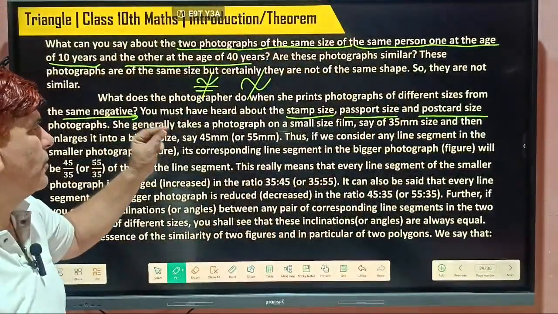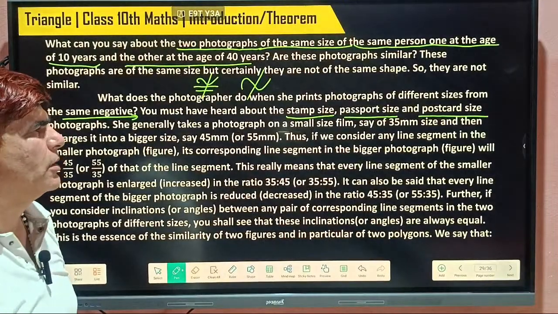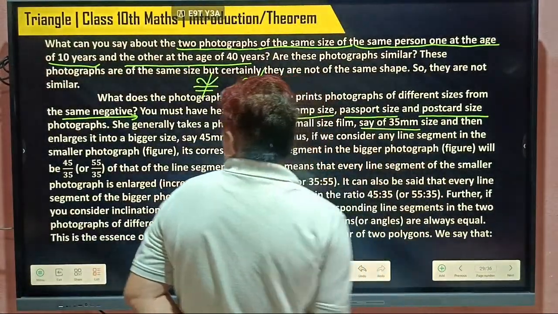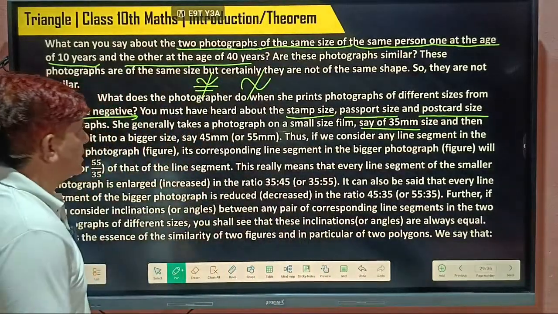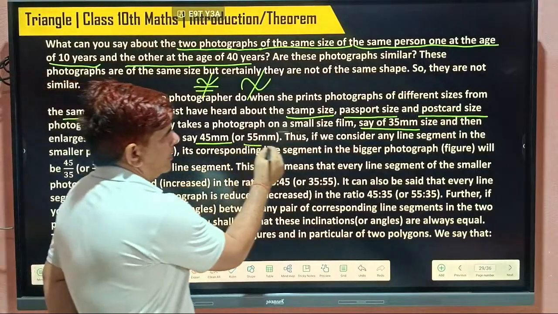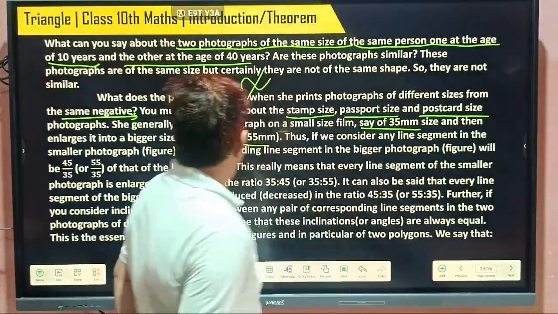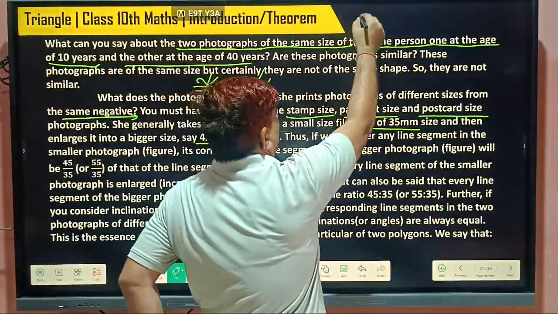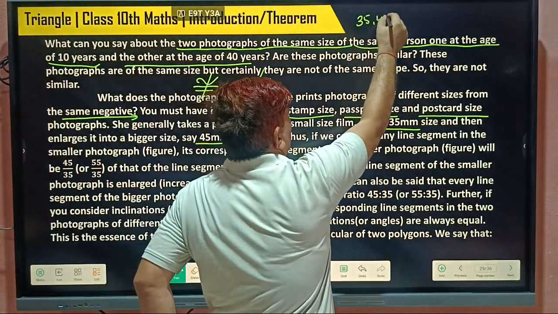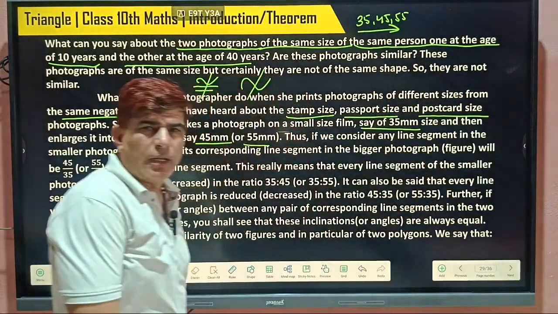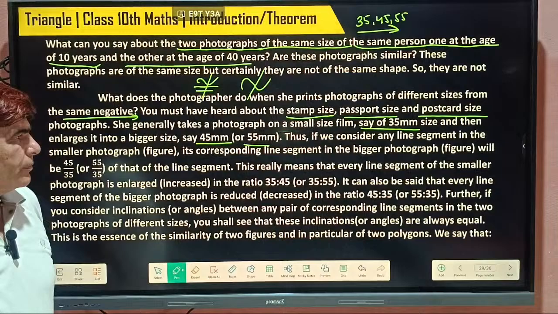The photographer generally takes a photograph of small size in films, say of 35 mm in size, and then enlarges it into a bigger size, 45 mm or 55 mm. So first 35, then increase to 45, then increase to 55. So the ratio remains the same.